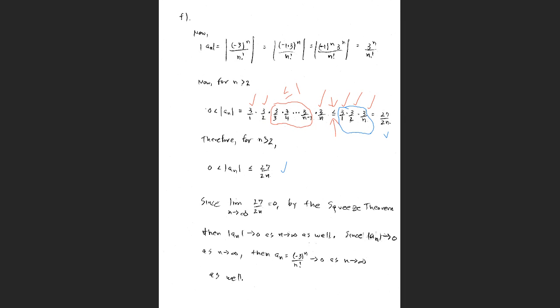If you take the limit of 27 over 2n as n goes to infinity, that equals 0. And so therefore, by the squeeze theorem, the absolute value of our sequence also has to approach 0 as n goes to infinity. Since the absolute value of our sequence approaches 0, that means our sequence approaches 0 as well. And so our sequence converges to 0.